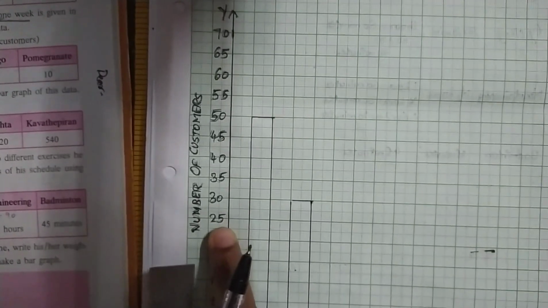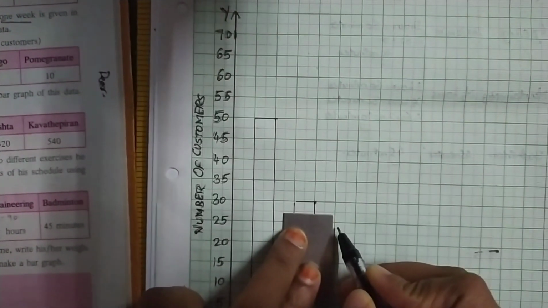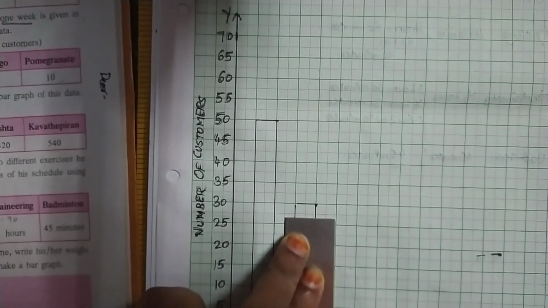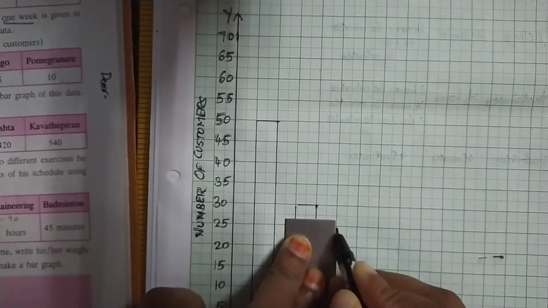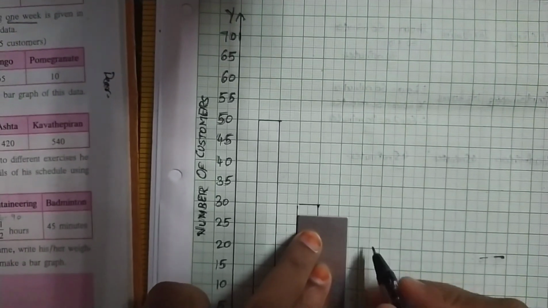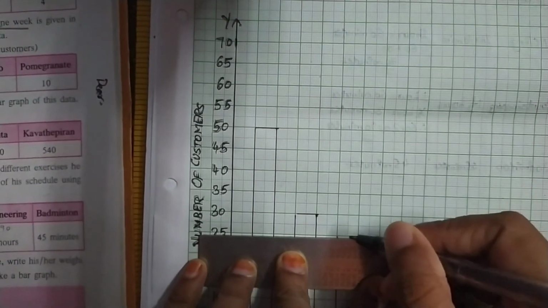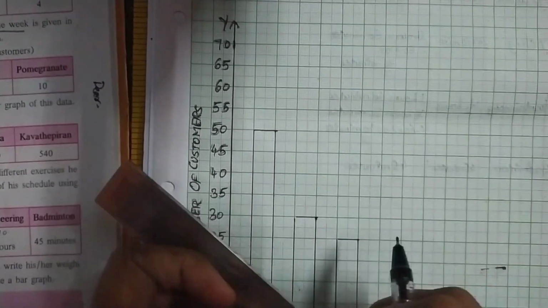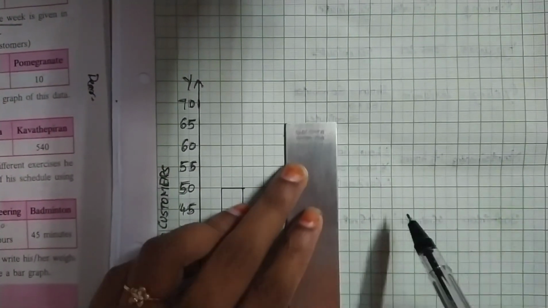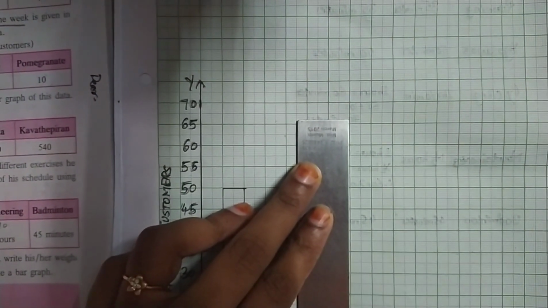After that I have apple of 25. Here I have the number 25, so directly I can take it. No need to find the lines. So it's 25 now. And then I have mango as 65. I'll draw from here till 65.